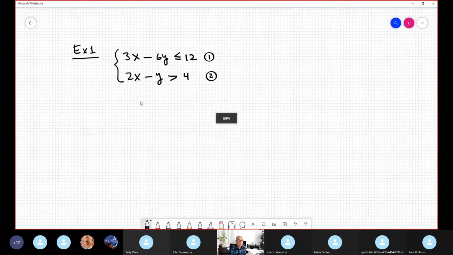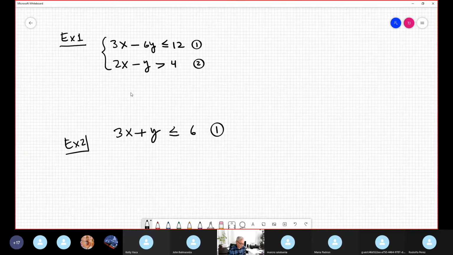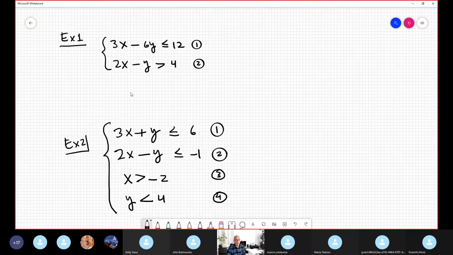We have example 2: 3x plus y less than or equal to 6. We have 2x minus y less than or equal to negative 1. I have x greater than negative 2, inequality number 3, and y less than 4, inequality number 4. Wow, in this case it is complicated because we have 4 inequalities. So you need to sketch one by one and see the intersection.